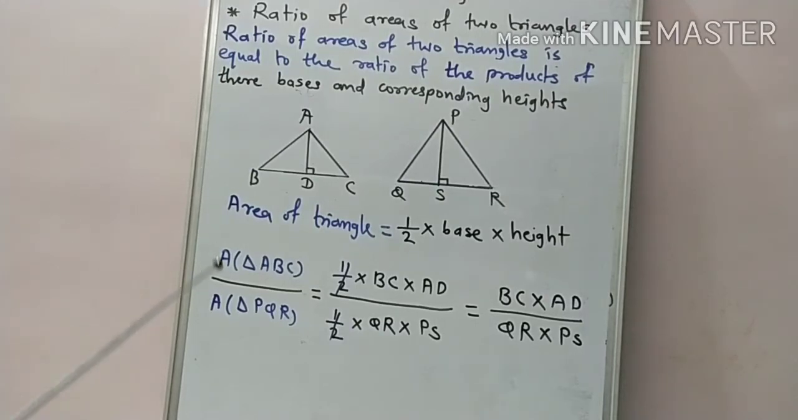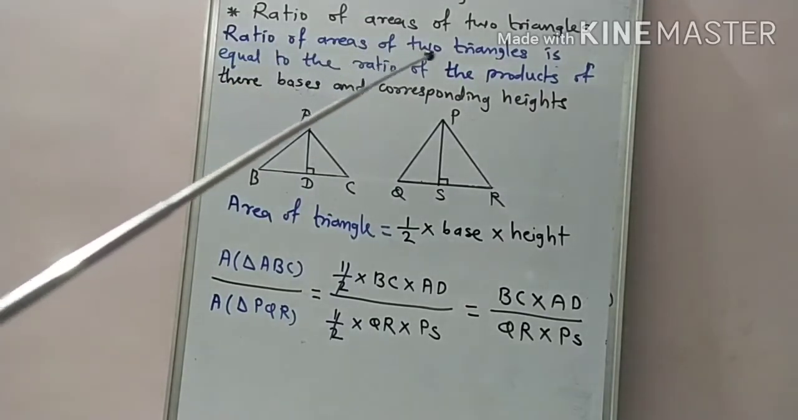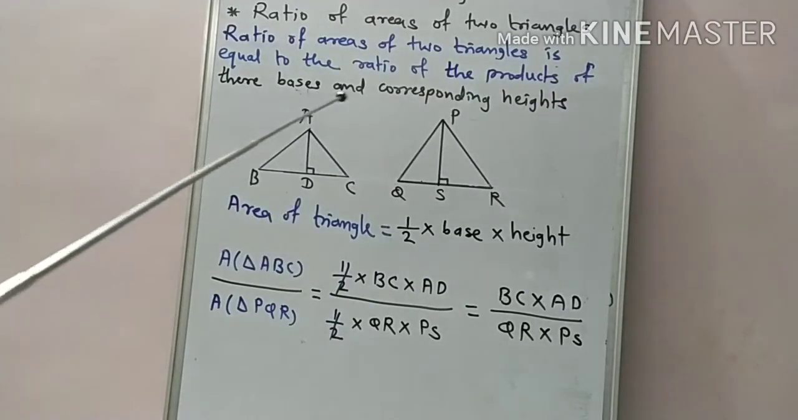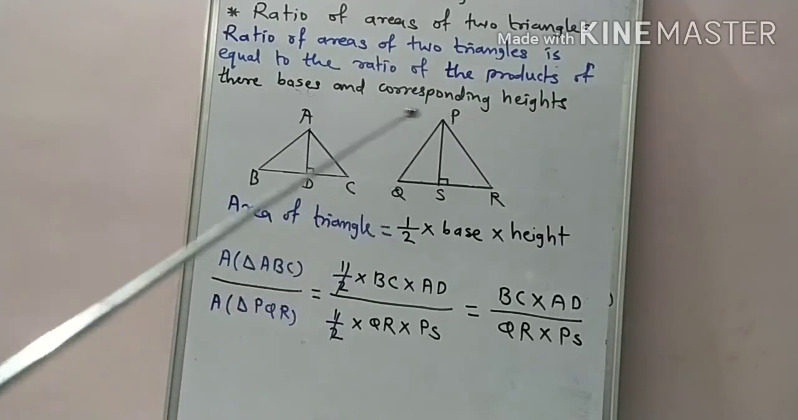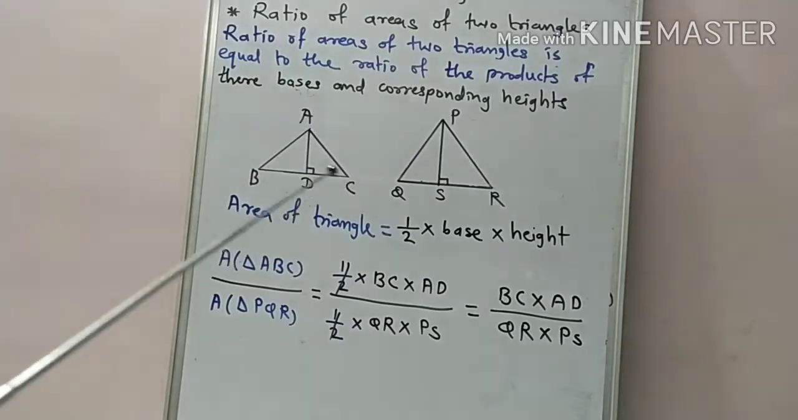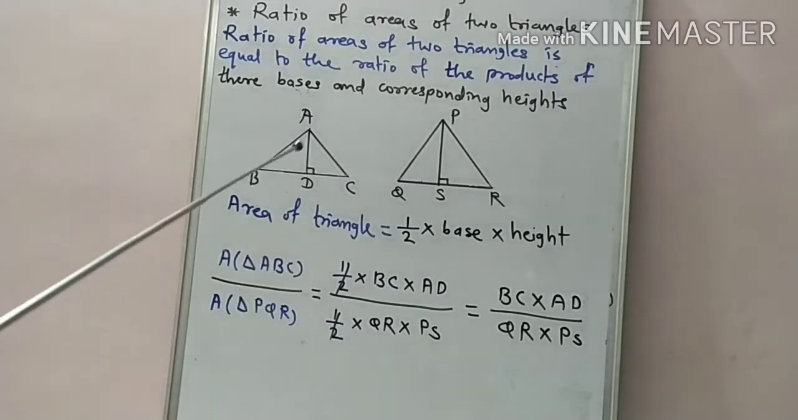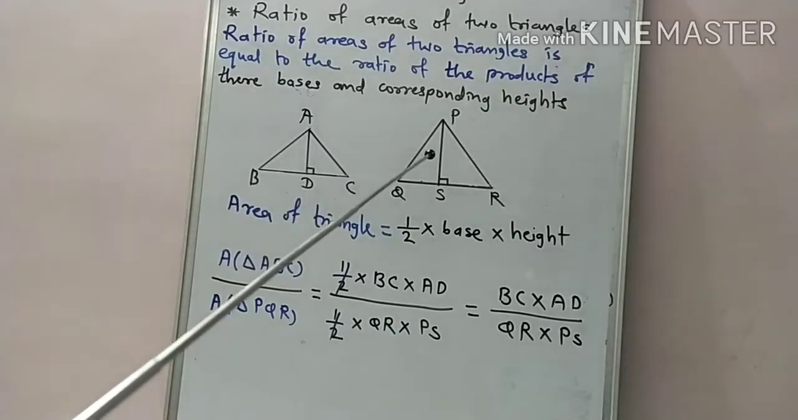Understood, students? What is that first property? That the ratio of areas of two triangles is equal to the ratio of what? The product of their bases and corresponding height. How do we verify this? We just draw two triangles. We take two perpendiculars. Those perpendiculars are the corresponding heights for those triangles.